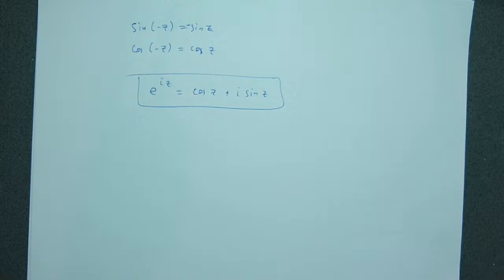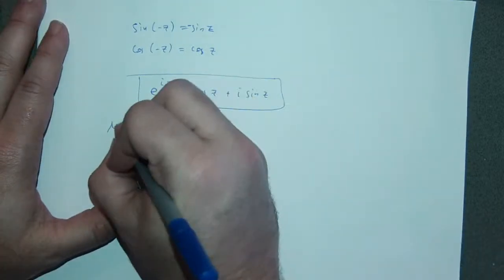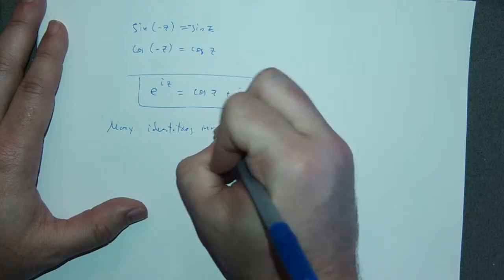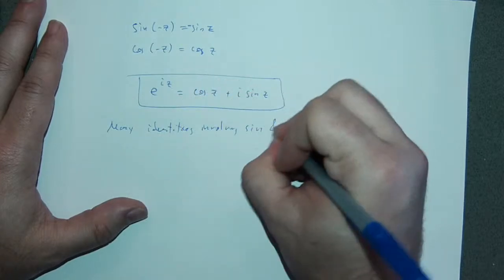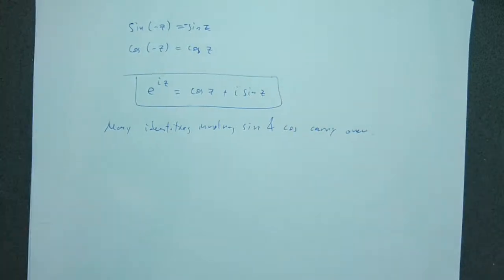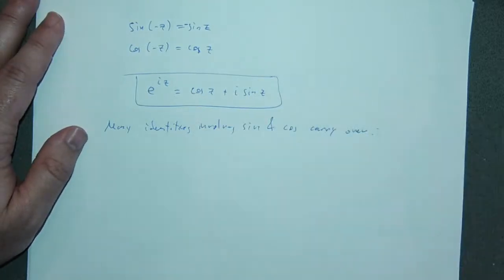So we have Euler's formula even when z is a complex number here. Okay. So if z is a real number, this is just Euler's formula, but this is Euler's formula for complex z as well. Okay. So many identities involving sine and cosine carry over. This includes angle sums, angle differences, and double angle identities. I'm not going to exhaustively list these.